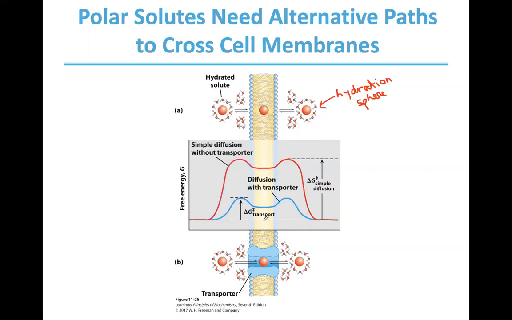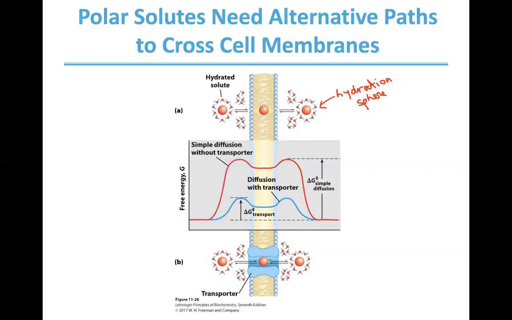So the process can be facilitated. And you can see now we see the blue path. In the blue path, we have a transporter shown here. And even though with the transporter, again, we'll lose the hydration sphere, hopefully this transporter can compensate for all the energy lost due to the loss of the hydration sphere.